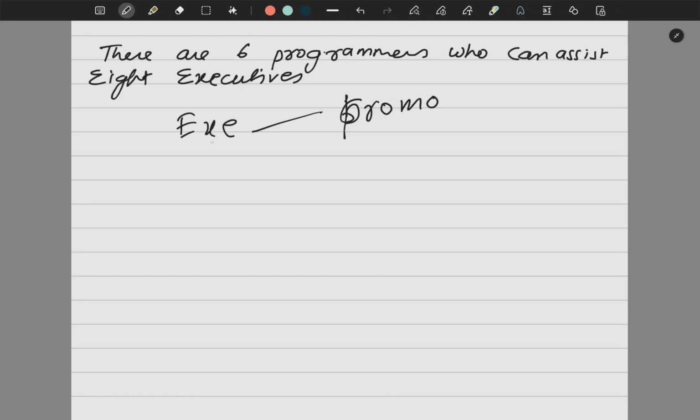Correct? And how many executives do I have? I have 8 executives and how many programmers? 6 programmers. So basically I am asking you to find out P(8, 6). So again apply the same formula and your answer will be 191520. Very important question. So you only need to understand what is M, what is N.